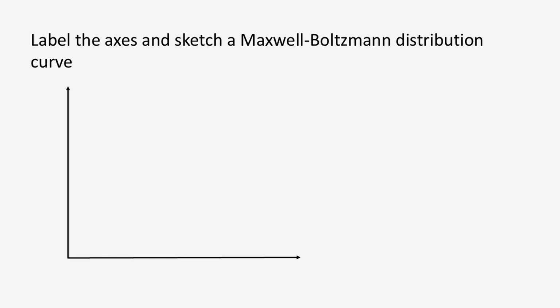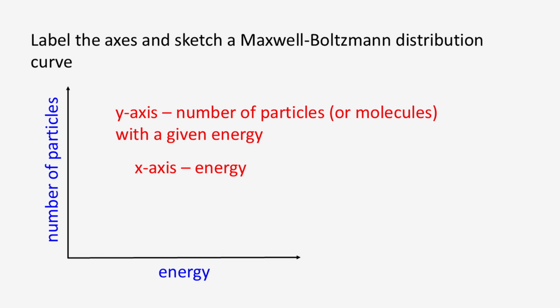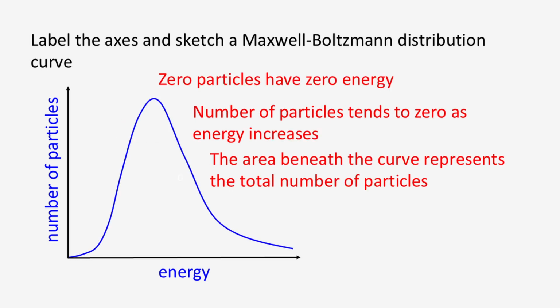Label the axis and sketch a Maxwell-Boltzmann distribution curve. The y-axis should be labelled number of particles or number of molecules with a given energy. This is often abbreviated to number of particles. The x-axis shows energy. 0 particles have 0 energy, so the graph must start at the origin, 0, 0.